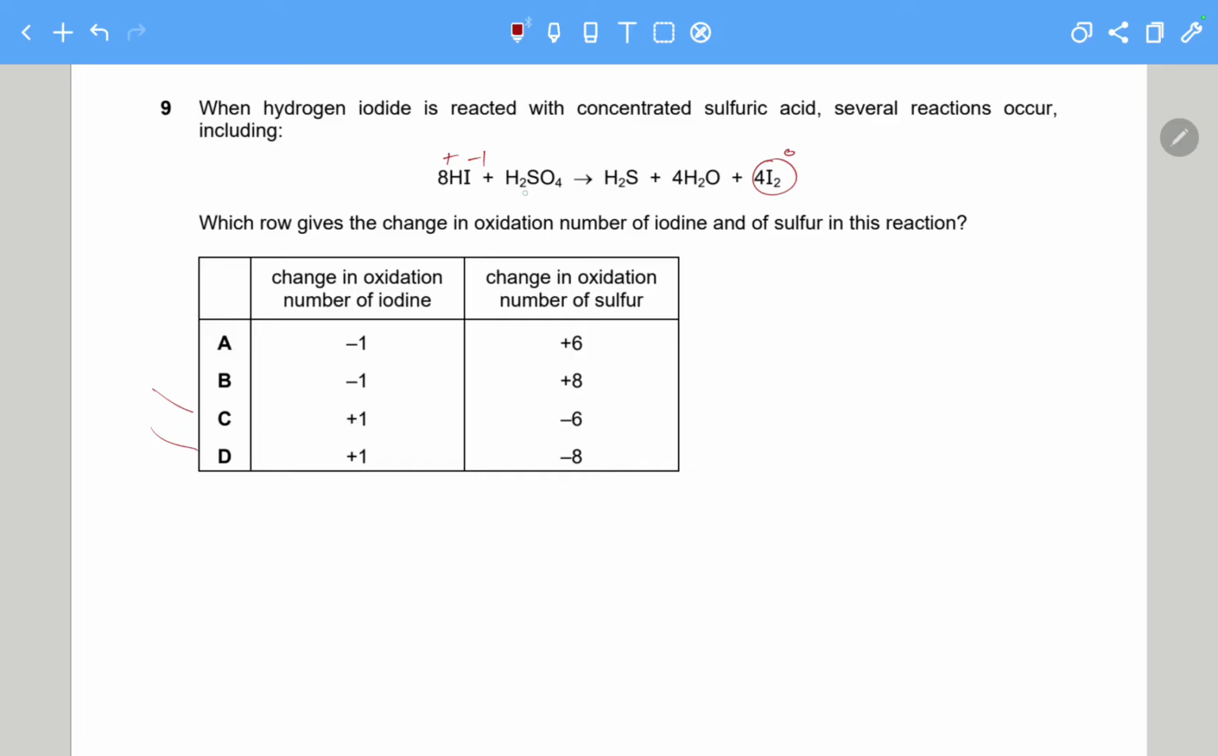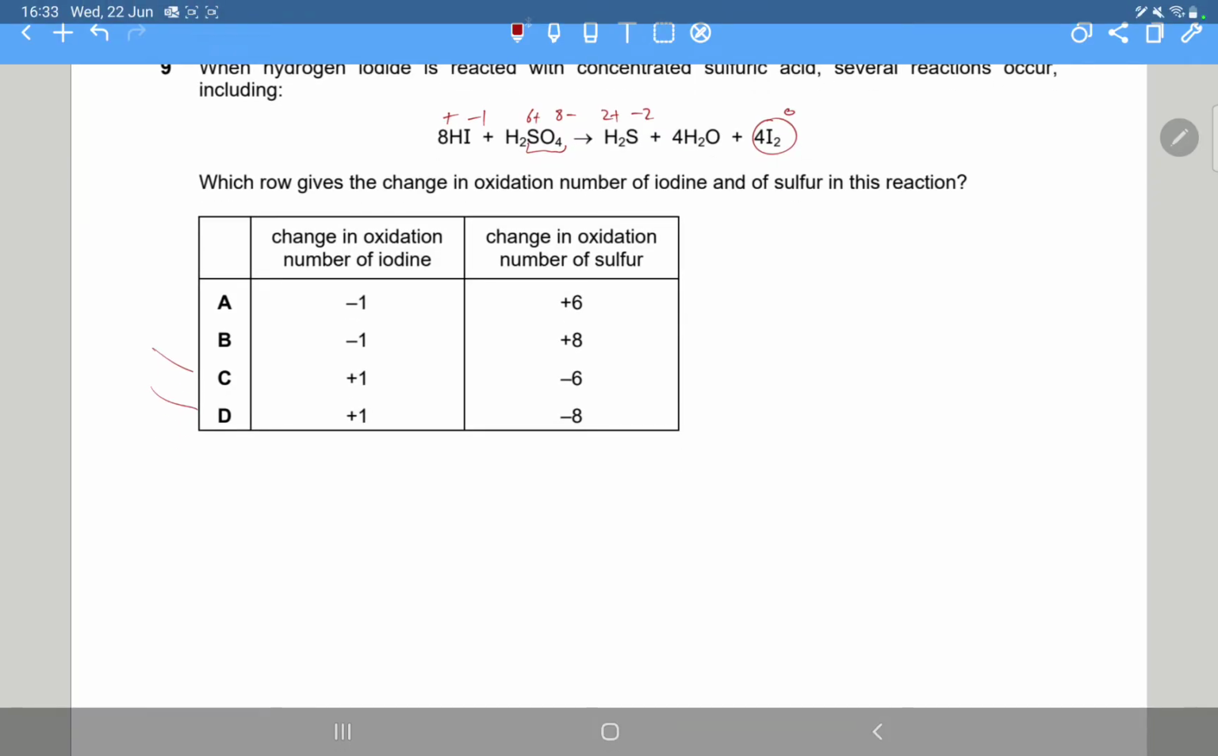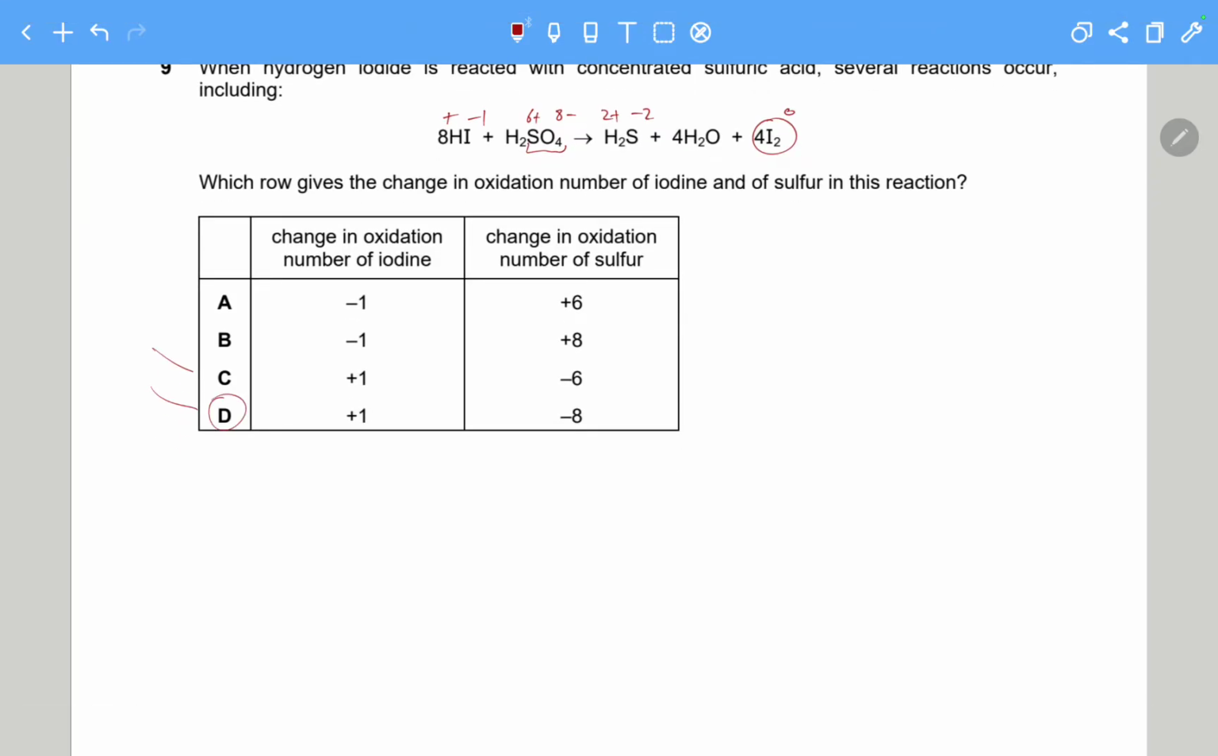And then the change in oxidation number of sulfur. In H2SO4, forget the hydrogen, we know that the SO4 2- ion, the 4 oxygens give a total of 8 negative, because each oxygen is 2 negative, and because the SO4 has an overall charge of 2 negative, the sulfur has to be 6 plus, because 6 minus 8 is -2. So +6 in H2SO4, and in H2S, 2 plus from the hydrogens, +1 from each, and then -2 for the sulfur. So it goes from +6 to -2, which is a change of -8, and therefore the answer is D.